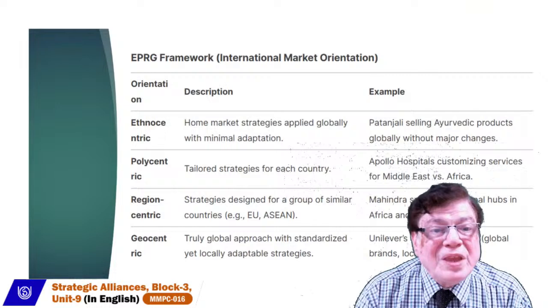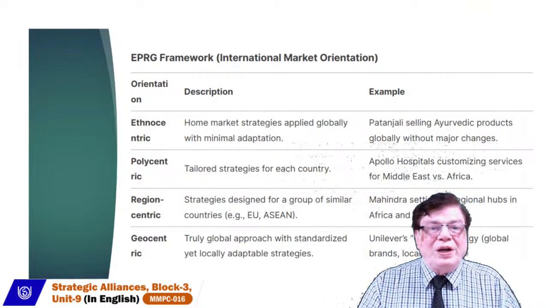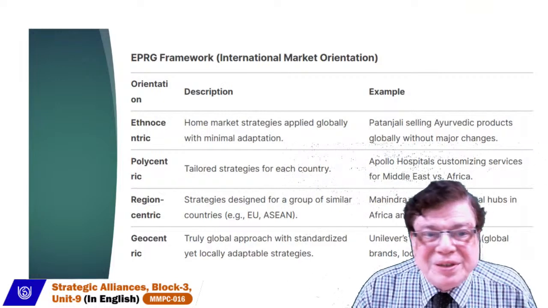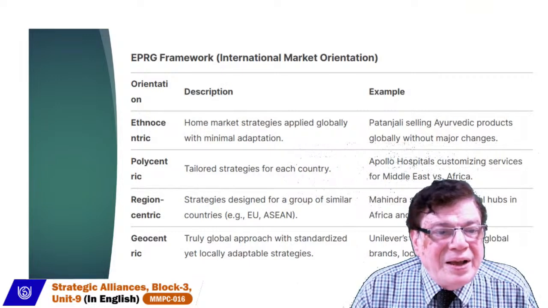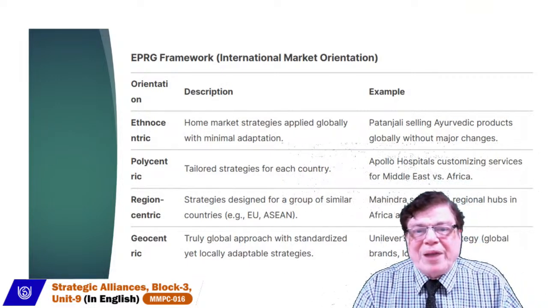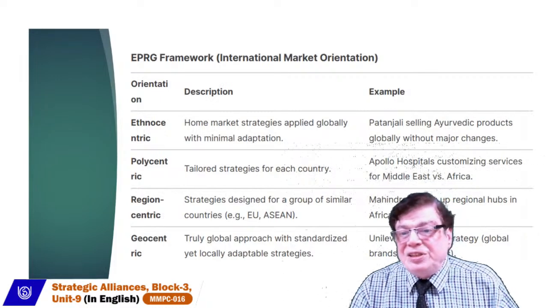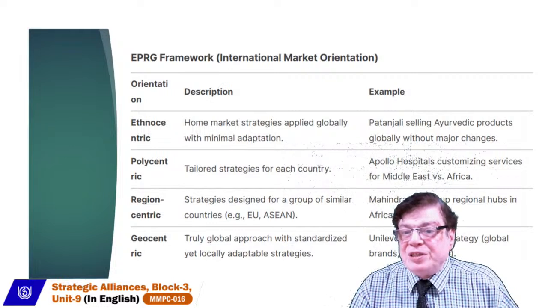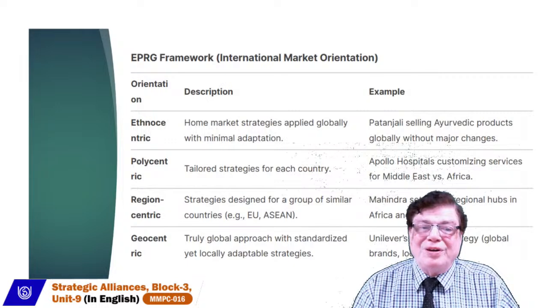Now, the EPRG framework: international market orientation, description, and then example. Ethnocentric: home market strategies applied globally with minimum adaptation. Patanjali selling Ayurveda products globally without major changes. Same product they are selling all over the world.